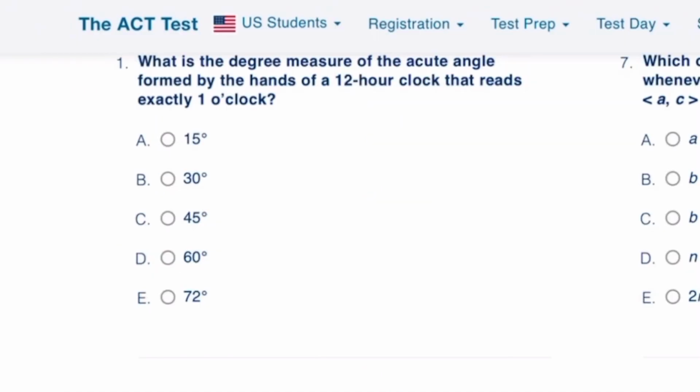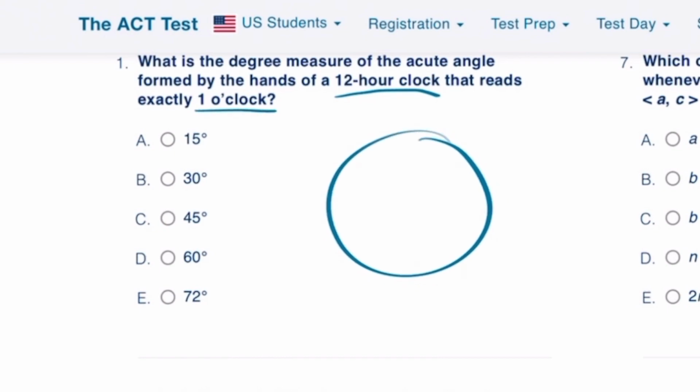So in this first question, we're looking at a clock. Just a typical 12-hour clock, and it reads 1 o'clock. So if we were to draw that, you're going to notice my 12's at the top, my 1 is the next one, so it's going to create this little angle or piece of the pie here. We know there's going to be 12 of those total to make up this clock.